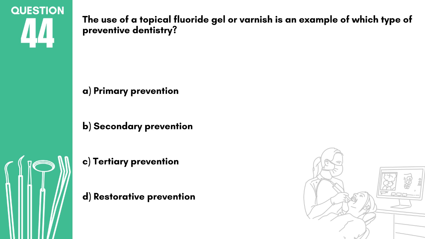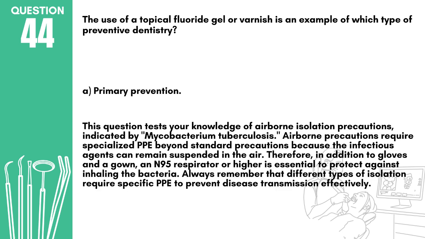Question 44. The use of a topical fluoride gel or varnish is an example of which type of preventive dentistry? A. Primary prevention. B. Secondary prevention. C. Tertiary prevention. D. Restorative prevention. Answer: A. Primary prevention. This question assesses your understanding of the levels of preventive dentistry.